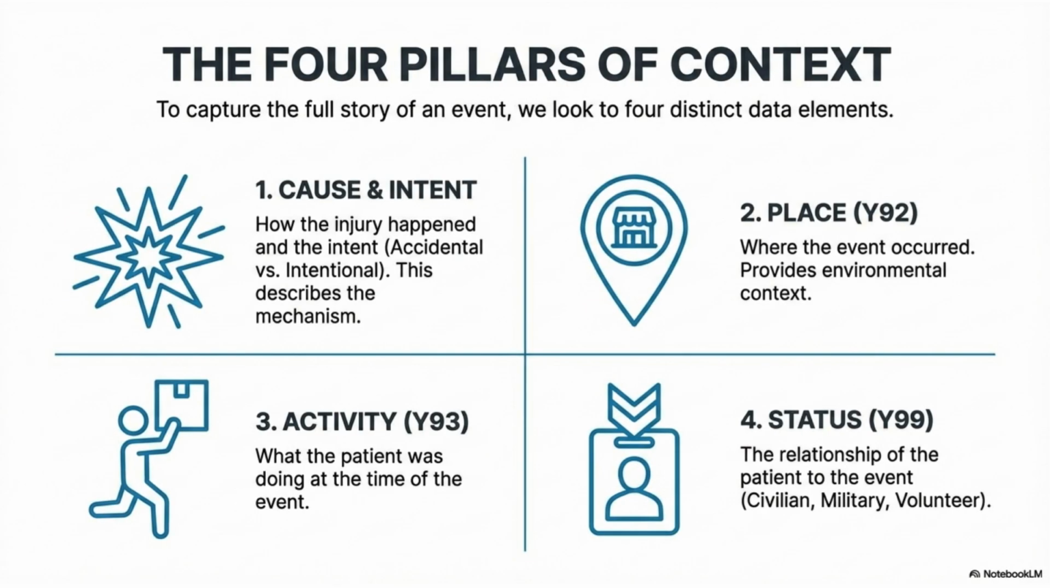To tell the full story of an event, we rely on 4 key elements. First, the cause and intent, what happened and why. Second, the place, where the event occurred. Third, the activity, what the patient was doing at the time. And fourth, the status, whether they were working, volunteering, a student, or involved in military activity. When all 4 are documented, we get a complete, accurate picture of the event.